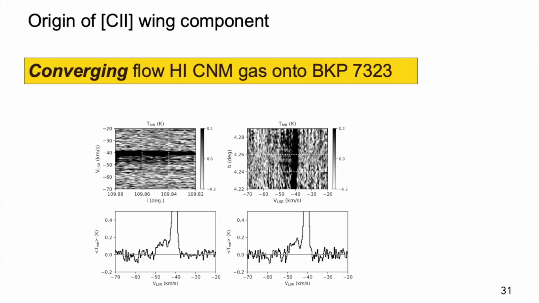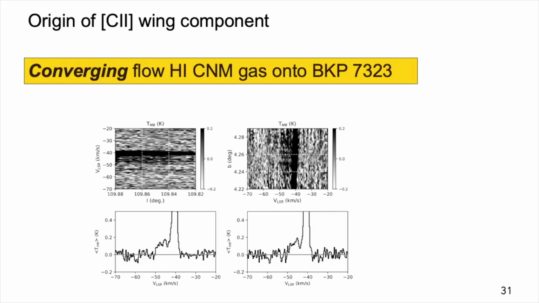position velocity diagrams, and everything's to the blue. You look up, at velocities greater than minus 40, there's nothing. And you look at the spectrum, there's nothing. There's no counterpart of that C+ emission on the redshifted side. Right? If you're going to have a converging flow, you sort of need that. You don't have that flow.